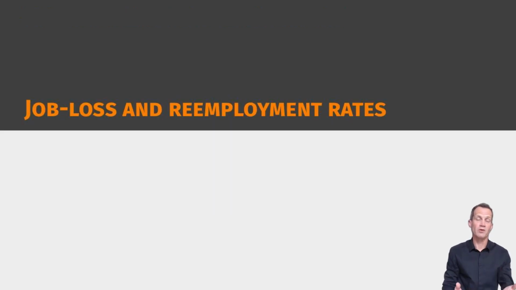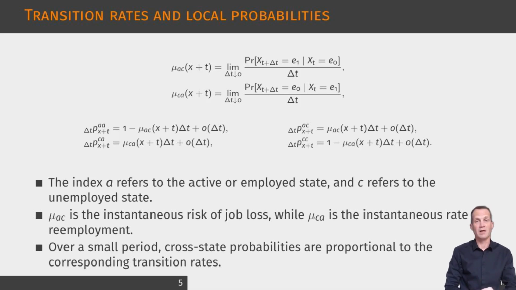We now introduce the transition rates that drive the process. They play the same conceptual role as the force of mortality in single life insurance, but there are now two forces instead of one. One force measures the instantaneous intensity of job loss for an employed insured. The other measures the instantaneous intensity of return to employment for an unemployed insured. The two limits displayed on the slide define the instantaneous transition rates. The first one is the job loss rate.